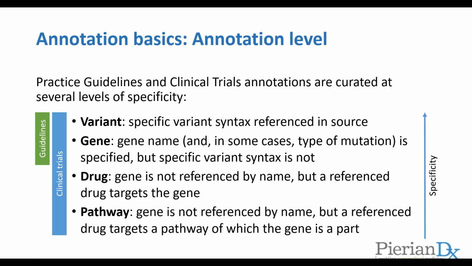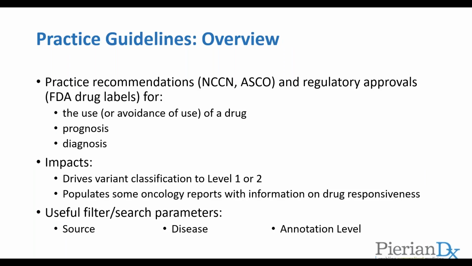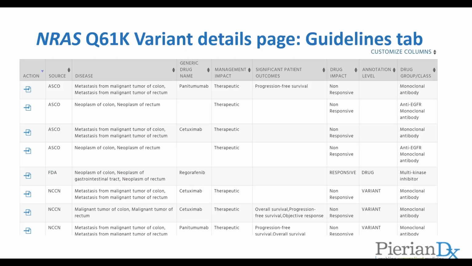All right, and so the drug level annotation means that the gene is not referenced by name, but there is a drug in that trial that is offered, and we know, based on NCCN or other sources, that this drug targets a given gene. And so we can then make a claim about making association between a mutation in that gene with this trial. And then it would show up as something for consideration to put on the report in the variant details page under the clinical trials tab.